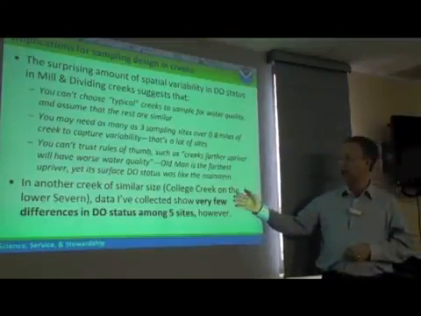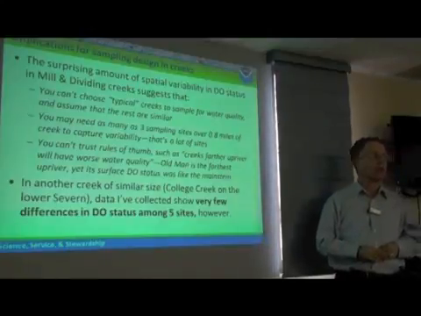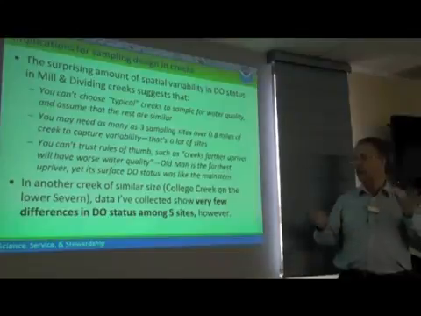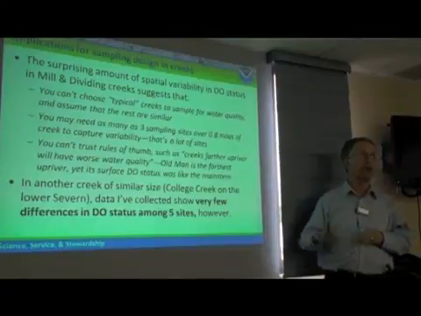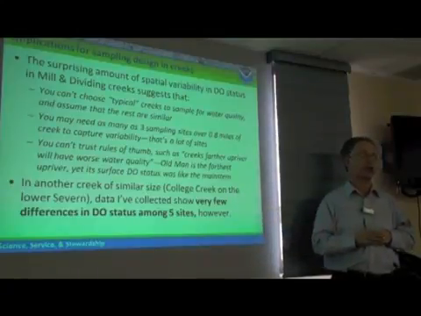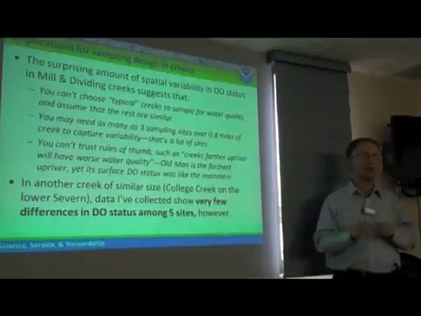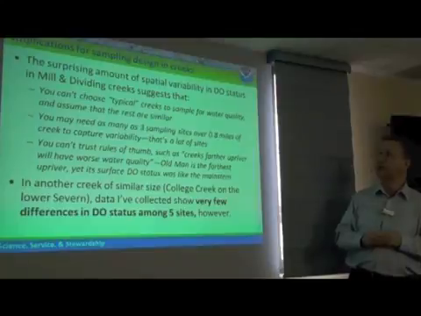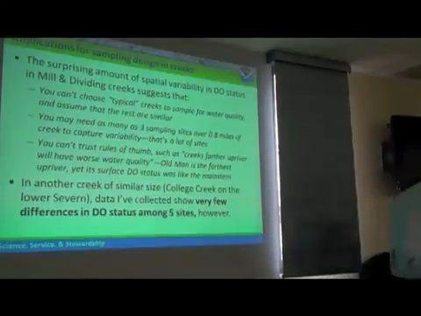But just to put this in perspective, I've also done monitoring on College Creek on the lower Severn for several years, which is about the same size creek, about 0.8 of a mile long, and there's almost no difference in DO status at all along that creek. So again, you can't assume that all little creeks are going to show this amount of variability. In fact, in College Creek, I think we have 6 sites, and I think 2 or 3 would be plenty. So yeah, there's always the danger of oversampling as well.